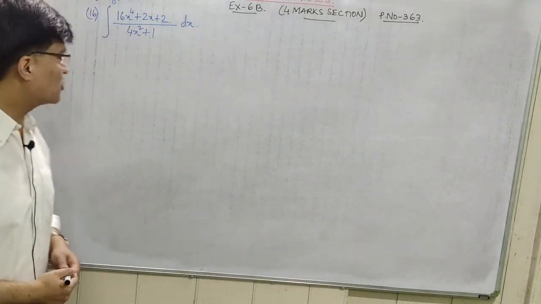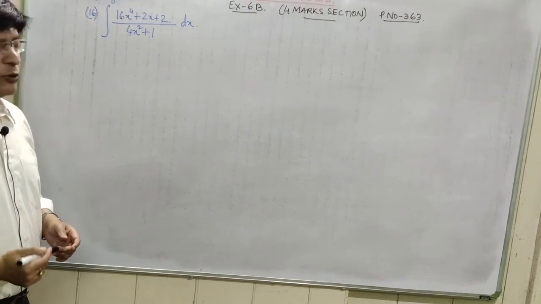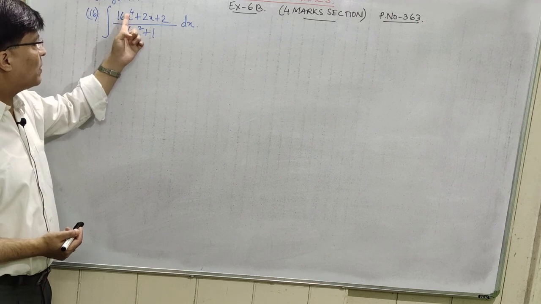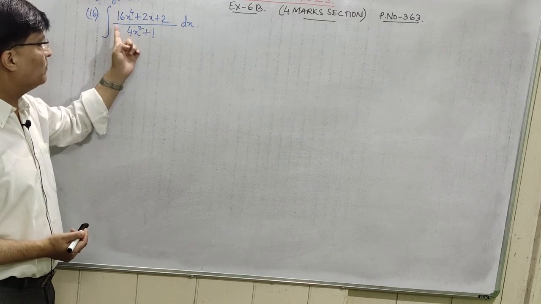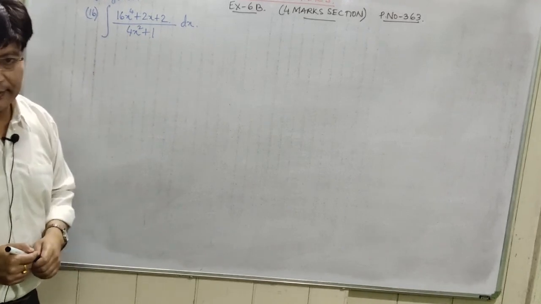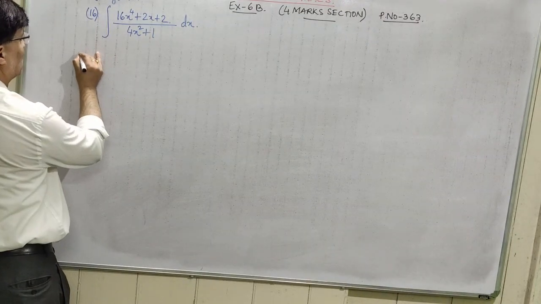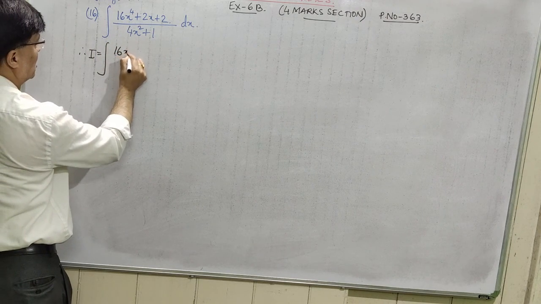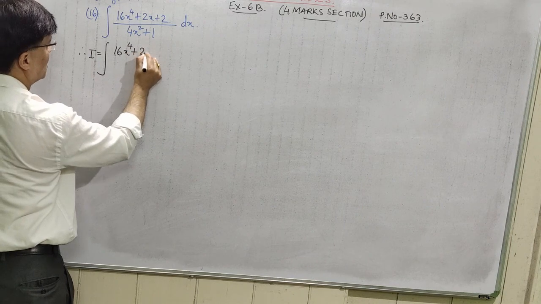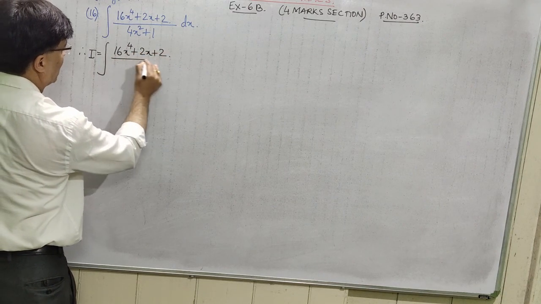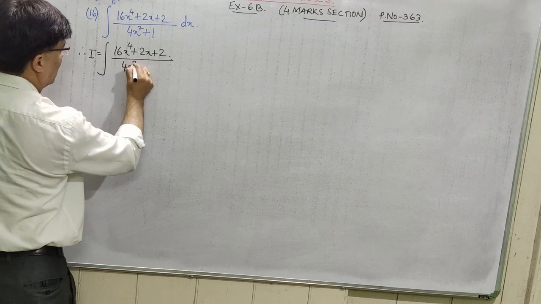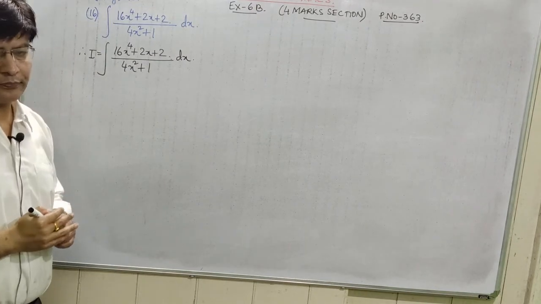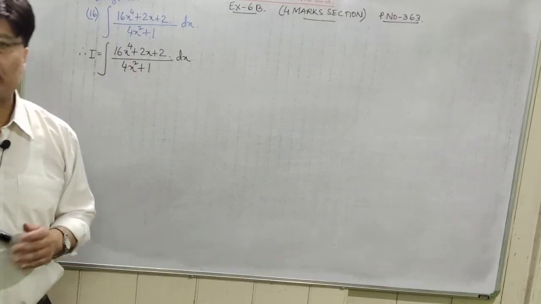So now we'll do the next question, that is question number 16. You have to evaluate the integration, that is the integral of (16x to the power 4 plus 2x plus 2) divided by (4x square plus 1) dx. So let us first write I is equal to the integration of (16x to the power 4 plus 2x plus 2) divided by (4x square plus 1) dx. Okay. So how will you evaluate this integration?